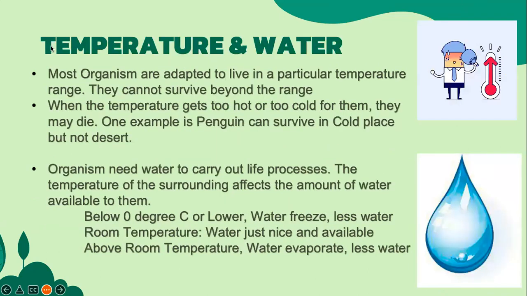All right. Next, we have temperature and water. Most organisms, or most living things, are adapted to live in a particular temperature range. They cannot survive beyond the range. When the temperature gets too hot or too cold for them, they may die. One example is a penguin can survive in a cold place, but not a desert. Same thing here. Teacher Andrew can survive in Southeast Asia, Singapore, Vietnam. But if you throw Teacher Andrew to the Arctic or Antarctica, Teacher Andrew will die.